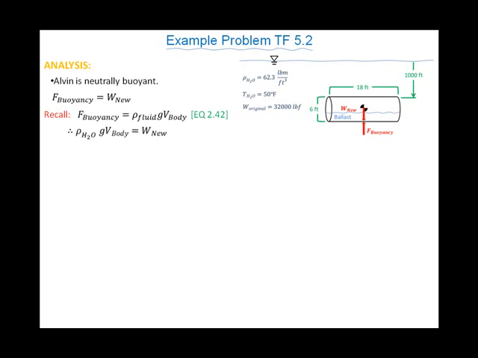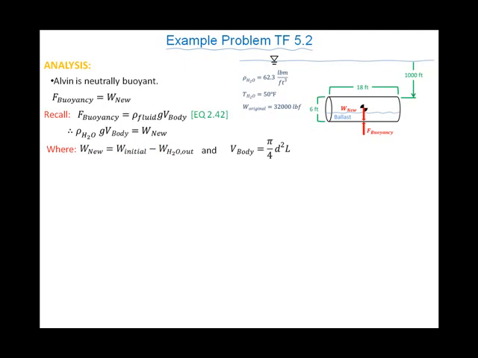So therefore, I can say that the force of buoyancy, I can replace that with the density of my water times acceleration due to gravity times the volume of my submersible is equal to my new weight. Now, I stated previously, but let's write it down, my new weight is my initial weight, the weight I started off my dive with, minus the water I had to expel out of my ballast tanks in order to achieve neutral buoyancy.